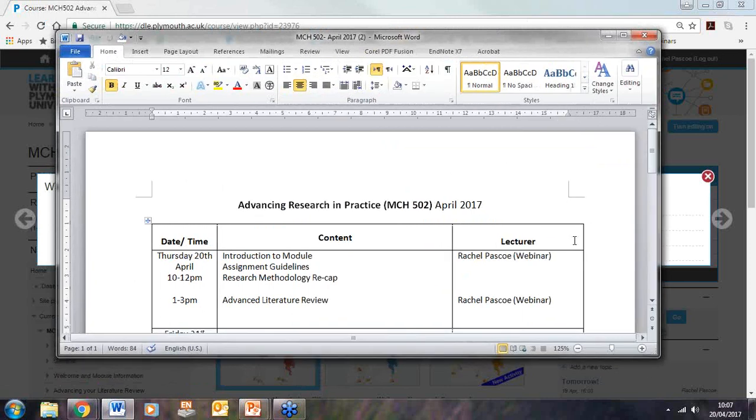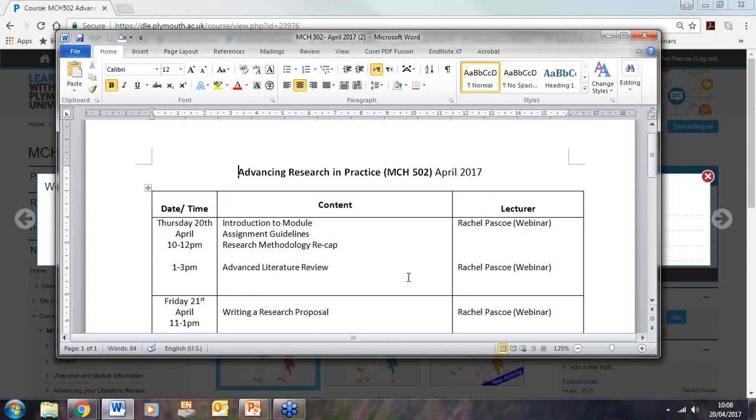So as you can see, this morning is from 10 till 12, and the times are set for the webinar bookings, but we'll see where we get to in terms of the content over the course of this morning. So we're just going to go through the module this morning. We're going to look at the assignment guidelines in a little bit of detail, so you have a very clear idea of what's expected for the assignment. We're going to do a bit of a research methodology recap. For those of you that have just done MCH 501, it'll be a bit of a revision. For those of you who haven't done that module, there may be some new information in there, and it might require you to do a little bit of background reading.